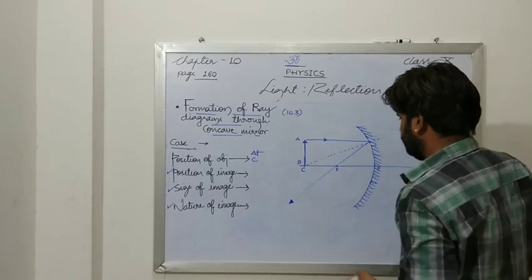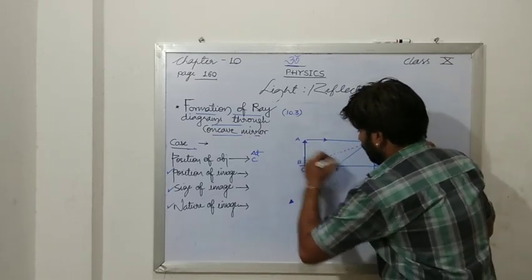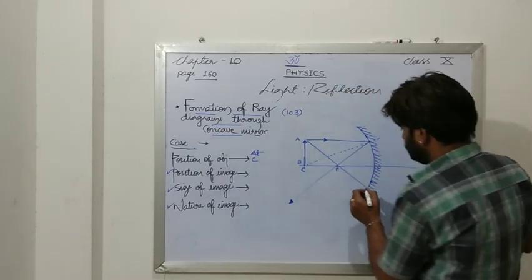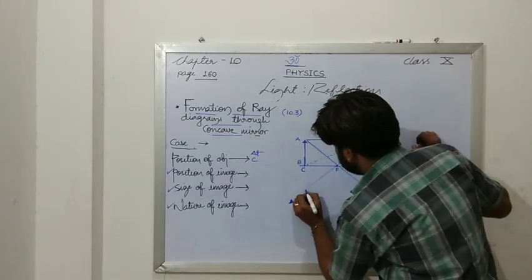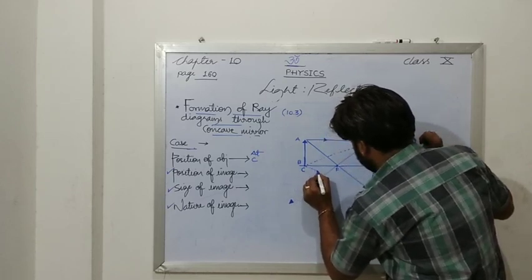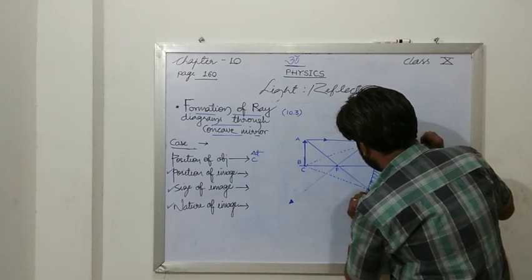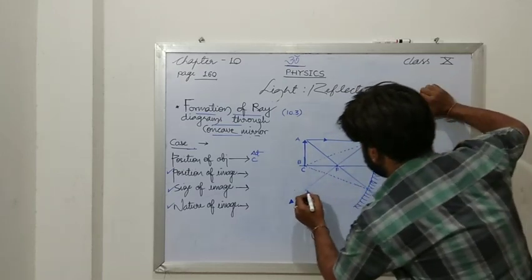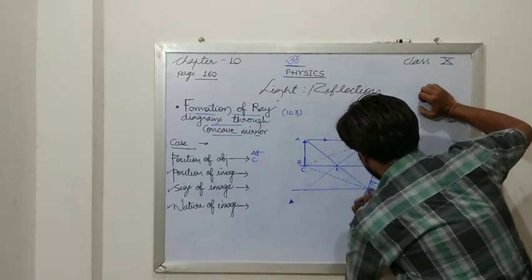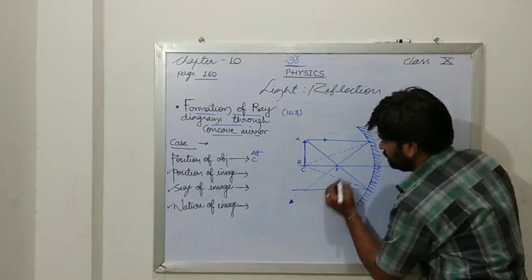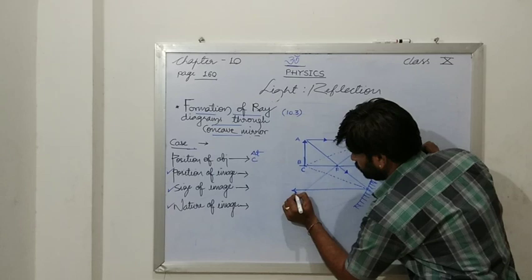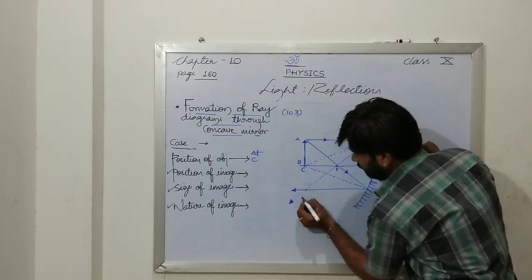Now, the second one, a line which passes through the focus. Before that, let me draw the normal. It is an essential one, so you should remember this. Just after reflection, a line that passes through the focus will pass parallel to the principal axis. So this is the incident ray, and just after reflection it will pass through this one. So we are getting this point.